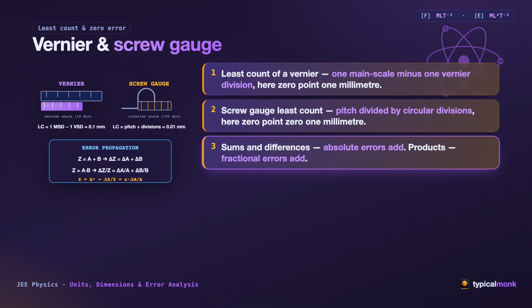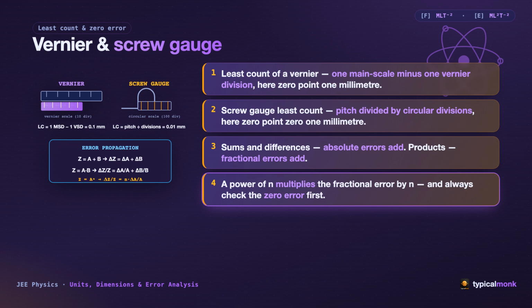Third, how errors travel. For a sum or a difference, the absolute errors add. For a product or a quotient, the fractional errors add. And fourth, the JEE favorite, a power of n multiplies the fractional error by n. And before any reading, always check the zero error. The lie the instrument tells even when it is closed. John forgot the zero error once, and every single reading in his experiment was wrong by the same amount.